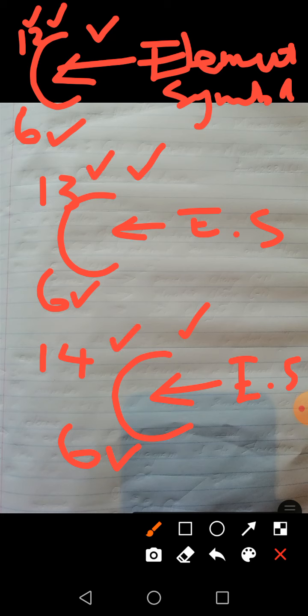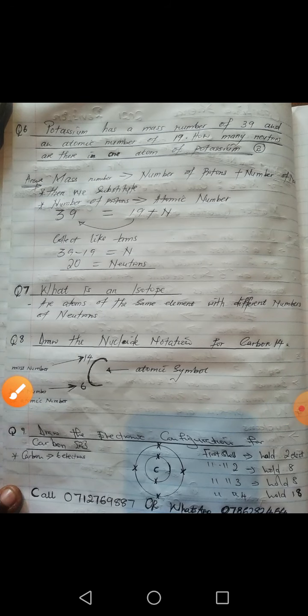The difference is only on mass number. But the atomic number is always the same. And the neutron number is different. That is an isotope. So in simple terms, an isotope is an atom with the same number of protons, but different mass number, and also different neutron number. That is an isotope. I think you are assisted there. Let us move to our next question.